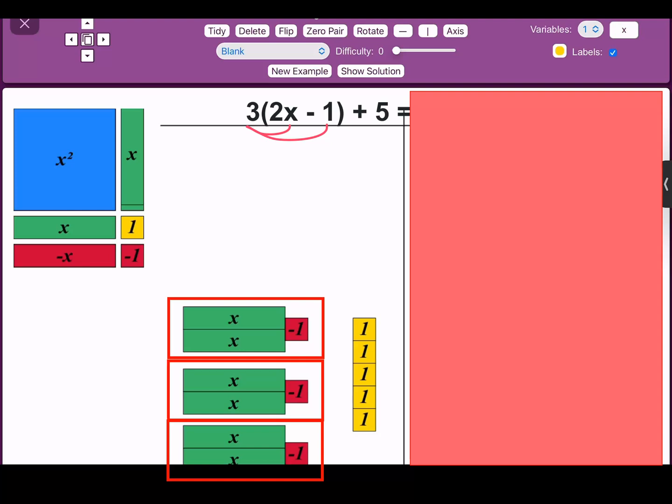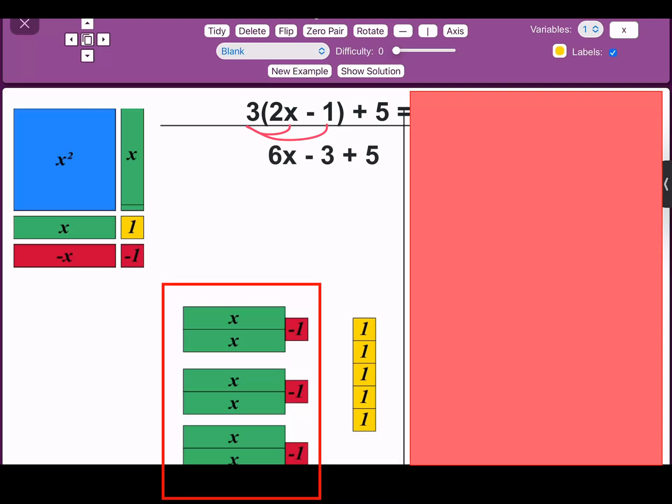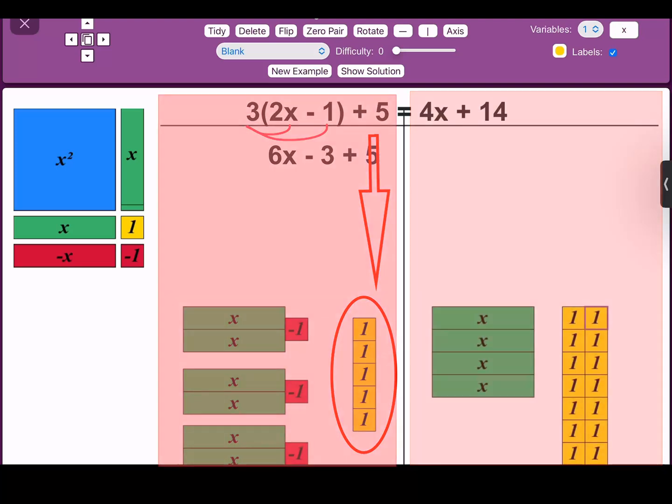I would also show them right here algebraically what's happening. So here you can see that 3 times 2x equals 6x, and 3 times -1 equals -3, because we distribute to all the terms, not just the first one. That is why after we combine like terms right here, we get a total of 6 x's and -3 unit tiles. So 3 negatives, not just 6x minus 1. Then we have these 5 positive unit tiles here also on the left side.